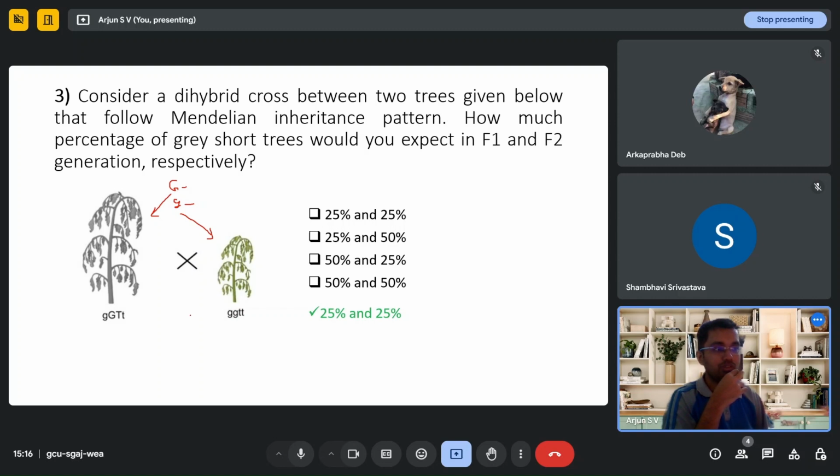So when you cross it with each other, what will you get in the F1 generation? Okay, like, can you list it out one by one maybe?